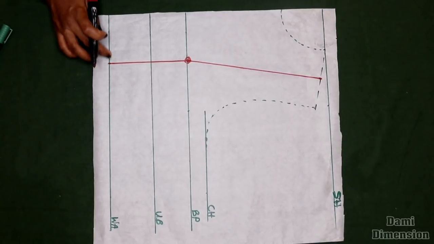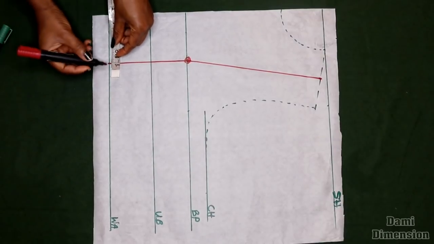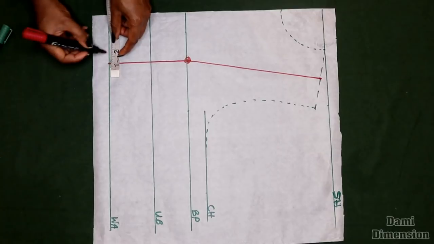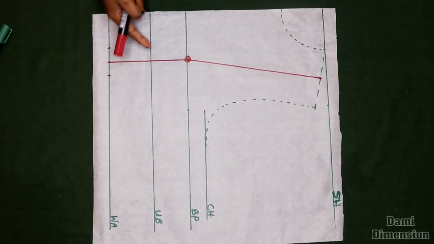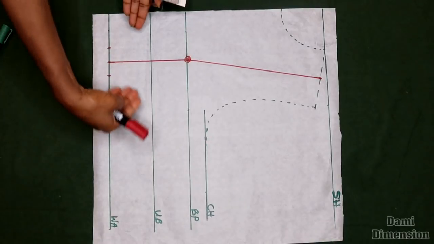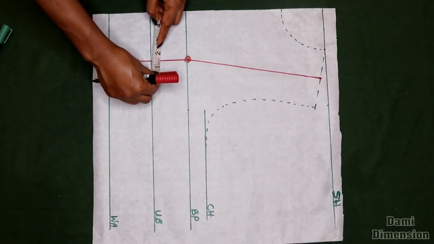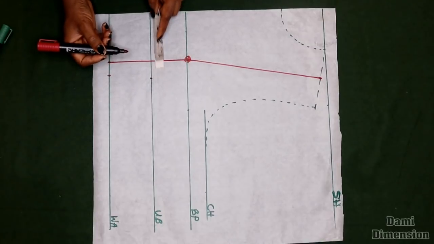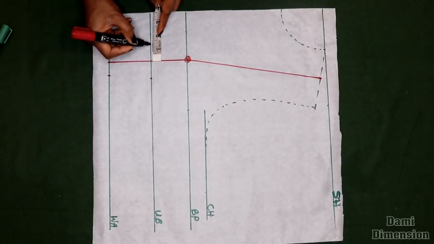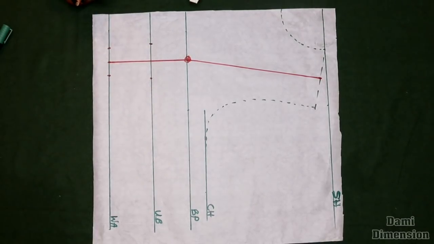And the next thing I'm going to do is I'll go to my waistline, and I'm going to take 1 inch on both sides of that red line. And that's going to be my dart intake line. You can make yours 0.75 if you want, but for me, I'm taking 1 inch. And on my underbust line, I want my underbust area to go in a bit more, so I will take 1.25. So I want it a bit more than what I took on my waistline. So that's why I took 1 inch on the waistline and 1.25 on my underbust line.